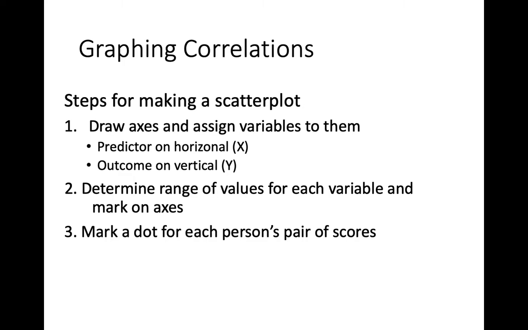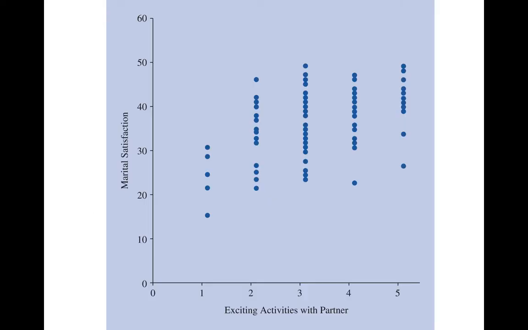What you then do is determine the range of values for each variable and mark those on the axes. So just going back to the previous scatter plot, you have to consider what the range of possible values is on each of the variables and then label the axes appropriately. You'll notice that you can have two variables that are measured on two entirely different metrics. That's completely fine, okay? But you just need to determine what is the possible range of values for your x and what is the possible range of values for your y.